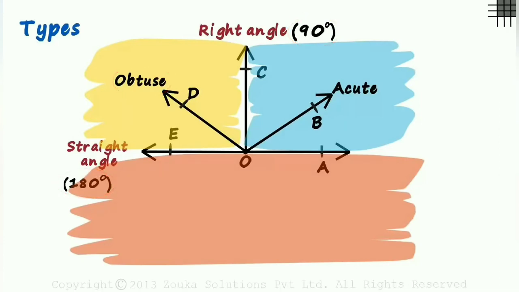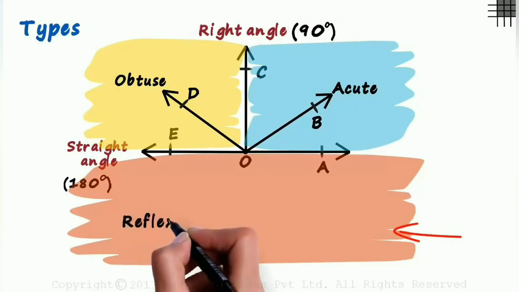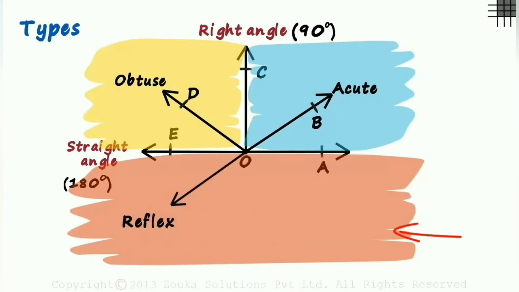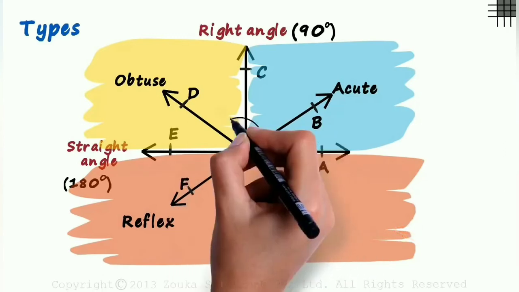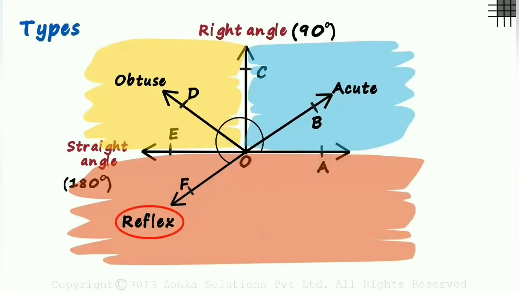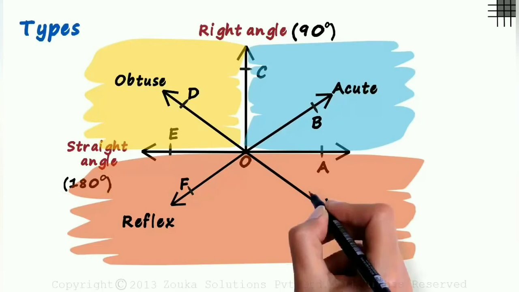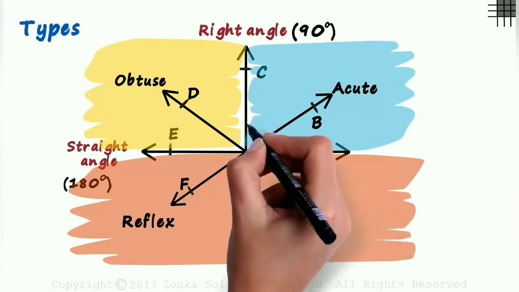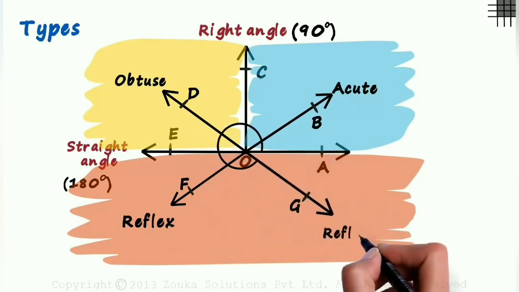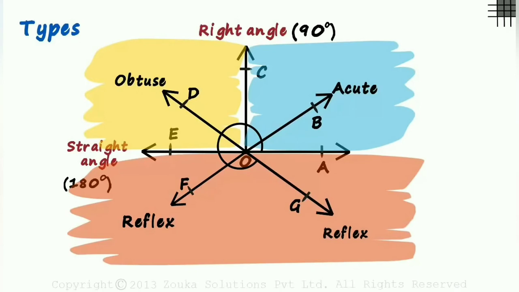And any angle with its terminal arm in this red region is called a reflex angle. So if you have ray OF like this, then this entire angle starting from ray OA will be a reflex angle. So a reflex angle will always be greater than 180 degrees but less than 360 degrees. And if we have ray OG like this, then this big angle too would be a reflex angle. It's very simple.